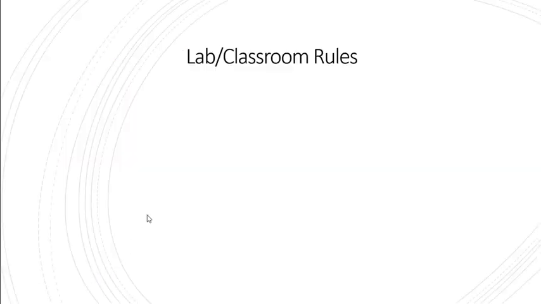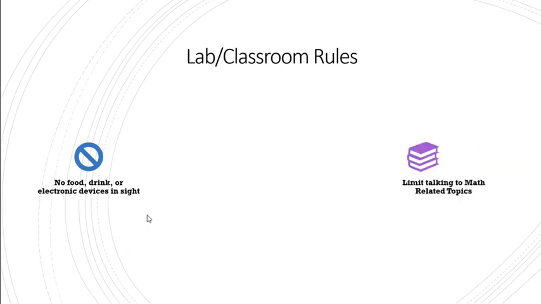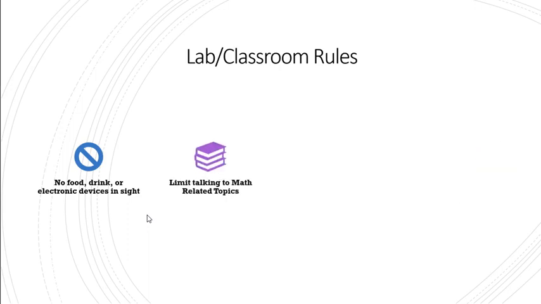Review of lab and classroom rules. No food, drink, or electronic devices in sight. Limit talking to math topics only. Teachers should model correct behavior. That means your cell phone should be put away as well. You shouldn't have books out. You should try to keep the discussion to math-related topics yourself.